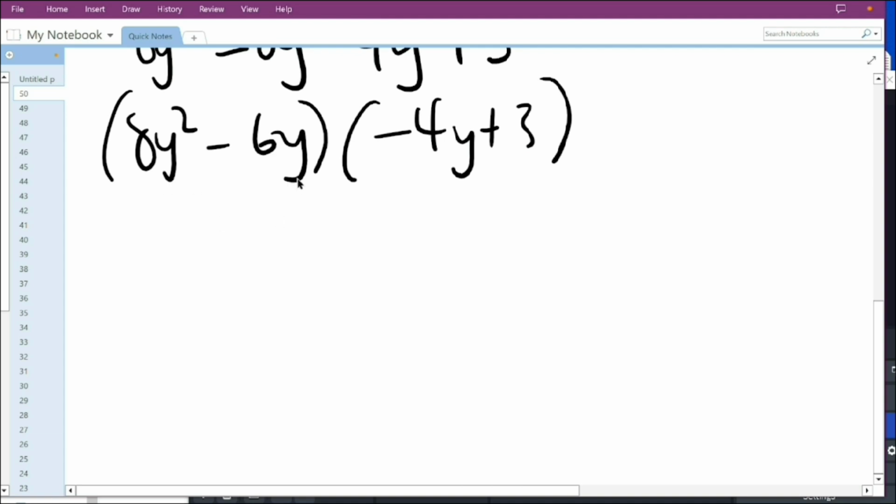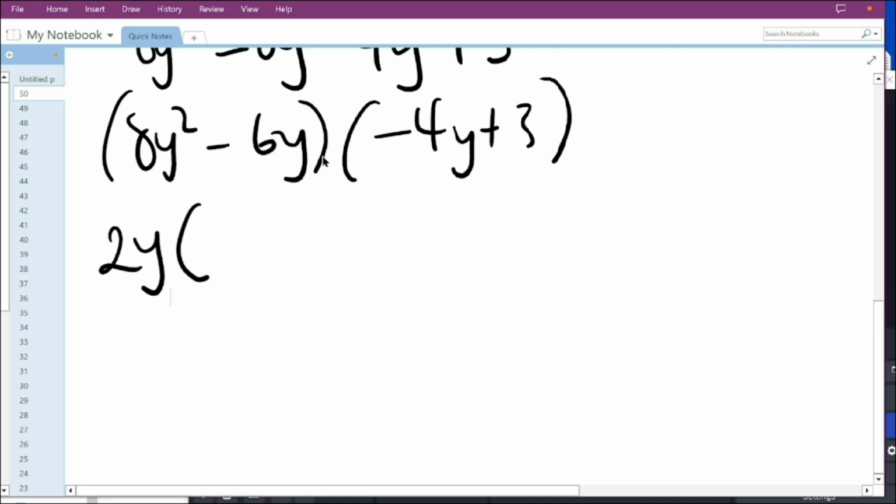Both of them have y, so we know y is common. What else is common? In 8 you have 2 and in 6 you have 2. It's like finding the common factor in 8 and in 6, which is 2. 8 is 2 times 4, while 6 is 2 times 3. So there's 2 in both of them, so you take 2 out.